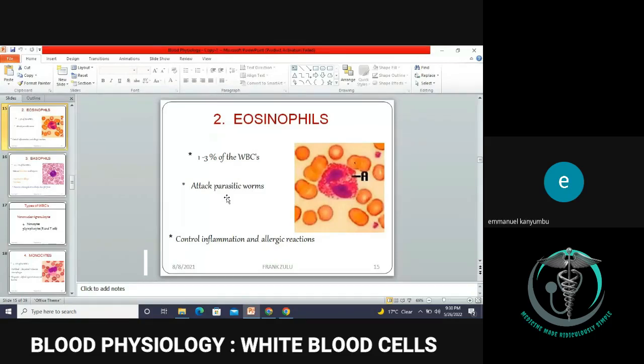If you remember from my discussion, when you look at a differential count, you'll be ordering full blood counts when you become doctors. When you see an elevation of eosinophils, then you realize that you're most likely dealing with a parasitic infection. When you see more of lymphocytosis or antibodies, then you realize that most likely you're dealing with a viral infection or a bacterial infection. So they are specific in what they attack.